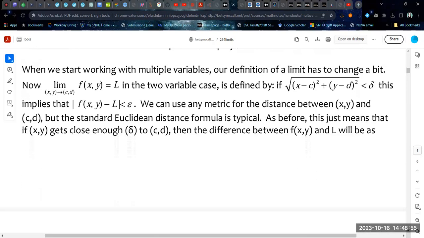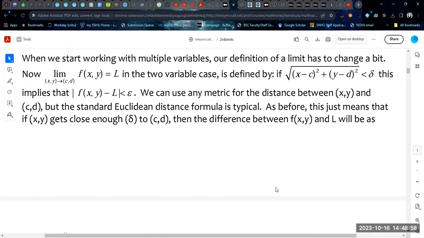Now, let's look at the formal definition in the two variable case. So we have our function of two variables. It is approaching a point in the plane. And then what we're saying again is that the distance between that point in the plane and our pair x, y, coming from any direction along any path, if it's sufficiently small, then that means that the Euclidean distance between the function value and the limit value is also small and getting smaller. And again, in a controllable way.